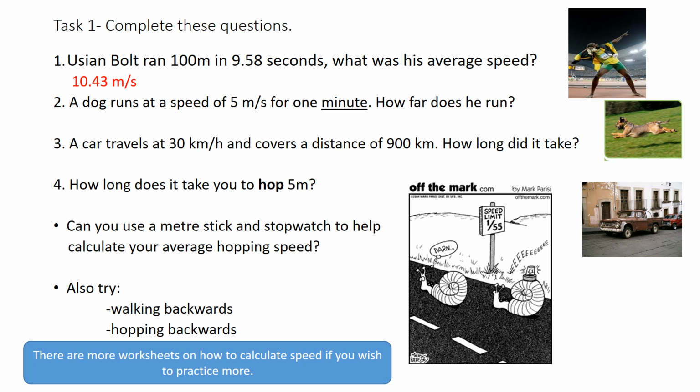Usain Bolt ran 100 metres in 9.8 seconds. What is his average speed? We need to do speed equals distance divided by time. So that gives me 100 divided by 9.8, giving me a total of 10.43.